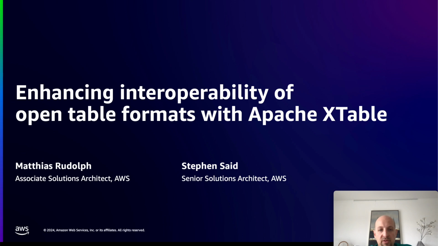How many of you have ever been in a situation where you had to convert from one format to the other, let's say from Hoodie to Iceberg, and asked yourselves, how can I do this most efficiently with least compute and storage overhead? In today's session, we will show you a solution to this based on Apache XTable.